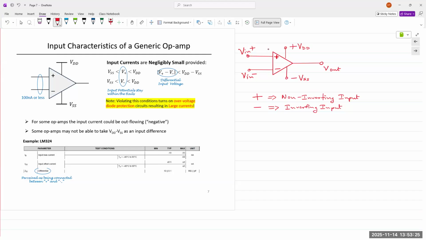So there are some characteristics of an op amp. Here are some of them. The first is that it has very high input resistance. So at the input terminals, which are V in plus and V in minus, it has very high resistance. So the input currents going into the op amp are typically negligible or almost equal to zero. And in many theoretical analyses, we assume that the input current is going to be zero.